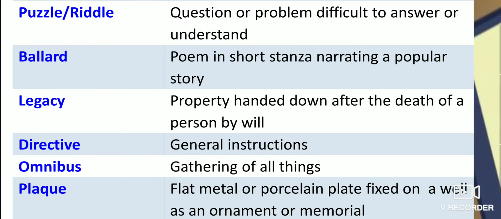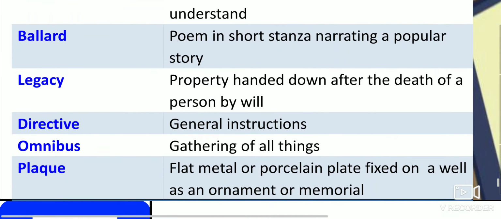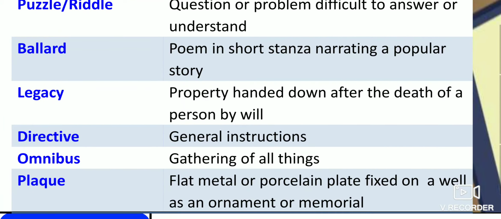Ballad means a poem in short stanzas narrating a popular story is known as ballad. Legacy means property handed down after the death of a person by will is known as legacy. Directive means general instructions is known as directive. Omnibus means a gathering of all things is known as omnibus.